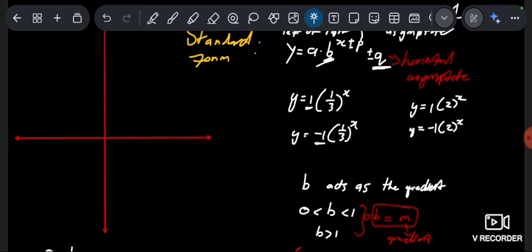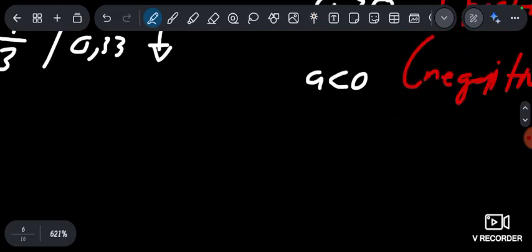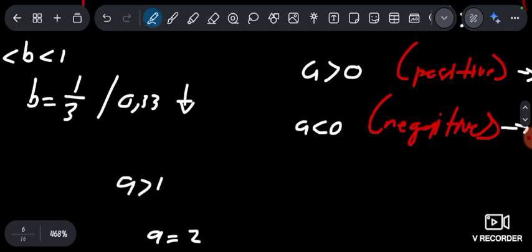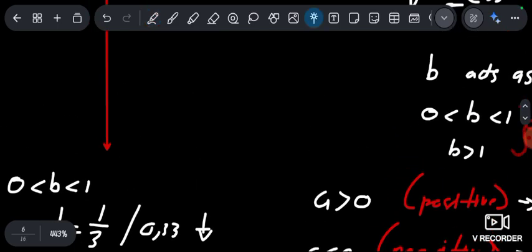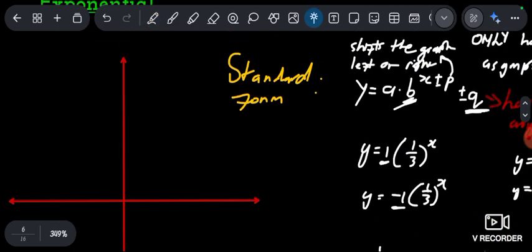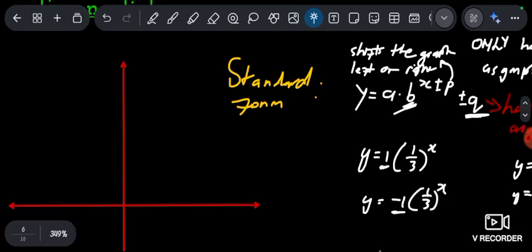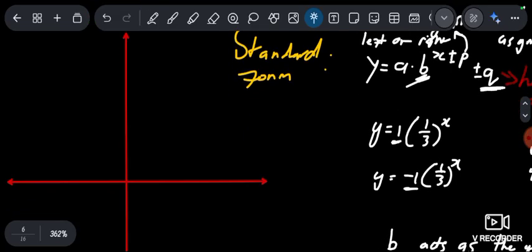Now, let's do the example where B is greater than 1. Let's say, for example, B is equal to 2. 2 is greater than 1. Now, let's say, for example, our A is positive, meaning our graph will be what? Above the x-axis. Right? Meaning it will be above. So now our gradient should increase.